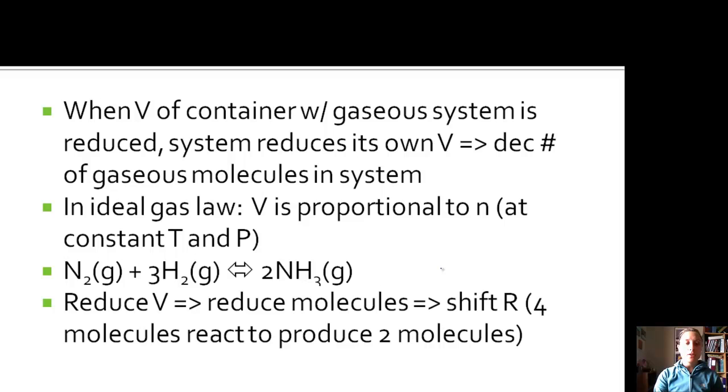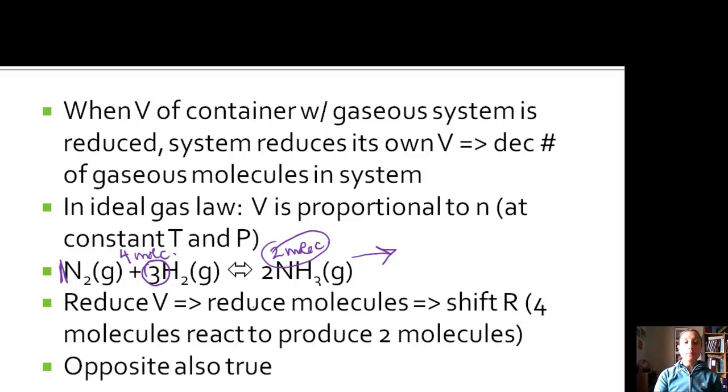So if we take a look at our ammonia equation again, if we reduce the volume, we want to reduce the number of molecules. Well, here we've got 1 mole of N2, 3 moles of H2, so we have 4 on this side, 4 moles or maybe 4 molecules. On the product side, we only have a total of 2 molecules. So if we reduce the volume, we want to reduce the molecules. It's going to shift toward the products because it contains fewer molecules. The opposite is also true. If you increase the volume of your container, we would go towards more molecules, and so it would shift left.